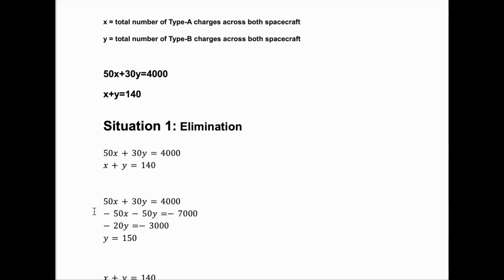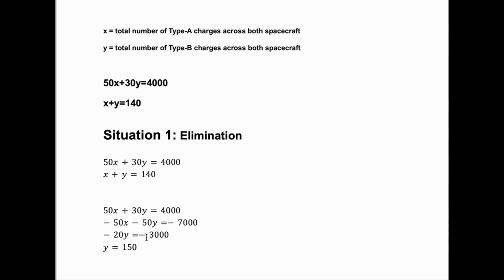As we see here, we multiplied by negative 50, distributing negative 50 to all the terms in the second equation. So we got negative 50x minus 50y equals negative 7,000. Now we'll want to subtract this equation from the first equation, which will give us negative 20y equals negative 3,000. And if we isolate y by dividing both sides by negative 20, we'll get y equals 150.